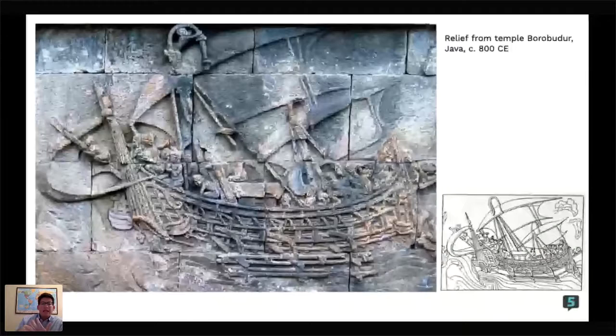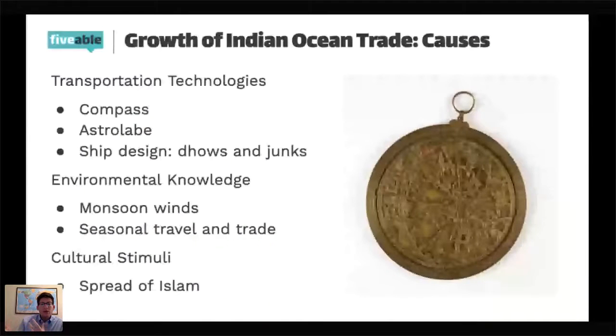We're going to look first at our causes, and we're going to focus on a few different things. One, technology, which plays a massive role in trade. Two, environmental knowledge, which we've already talked about a little bit. And three, cultural stimuli.